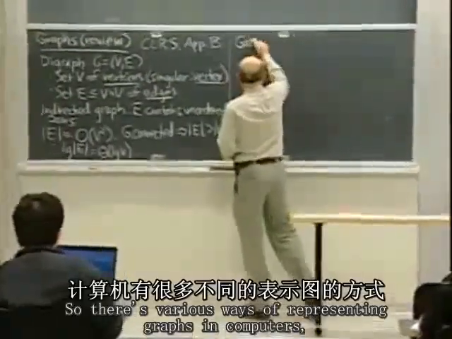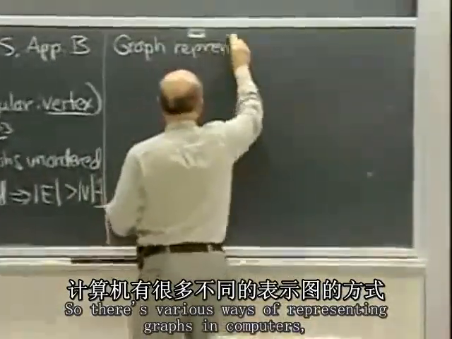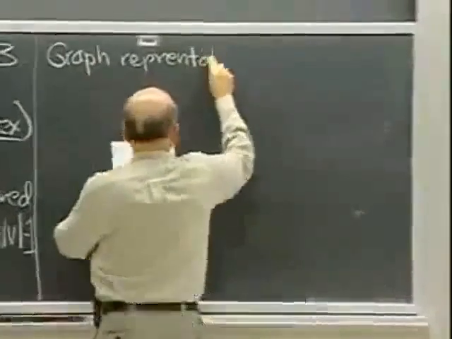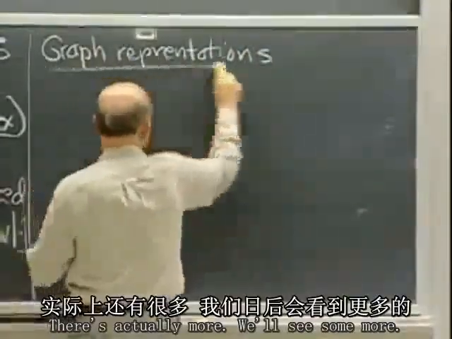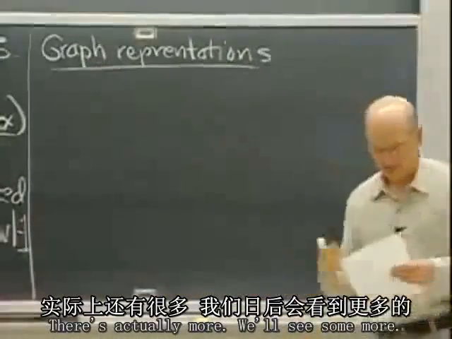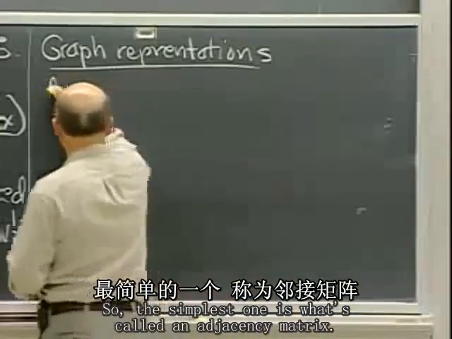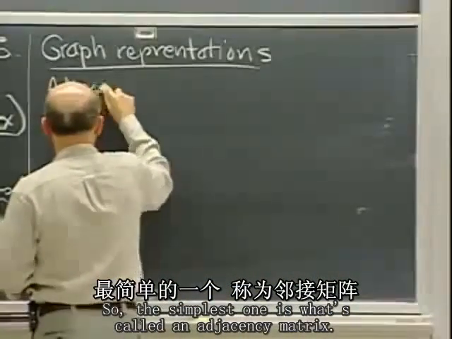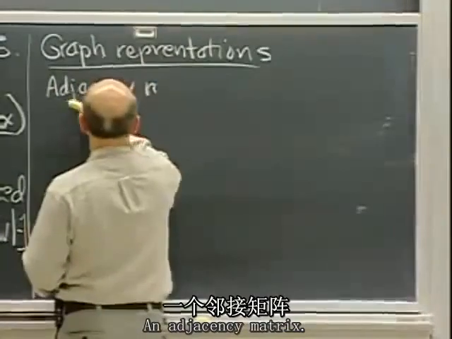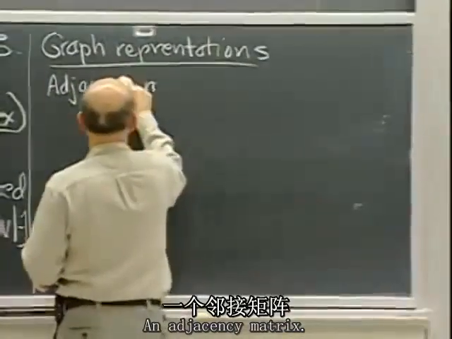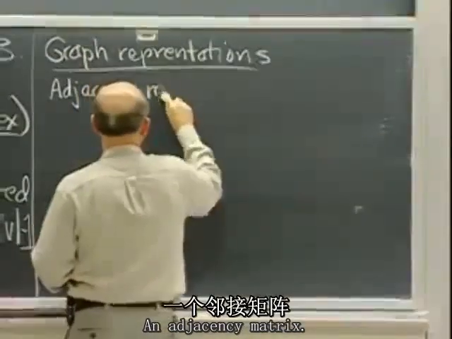So there's various ways of representing graphs in computers. I'm just going to cover a couple of the important ones. There's actually more. We'll see some more. But the simplest one is what's called an adjacency matrix.